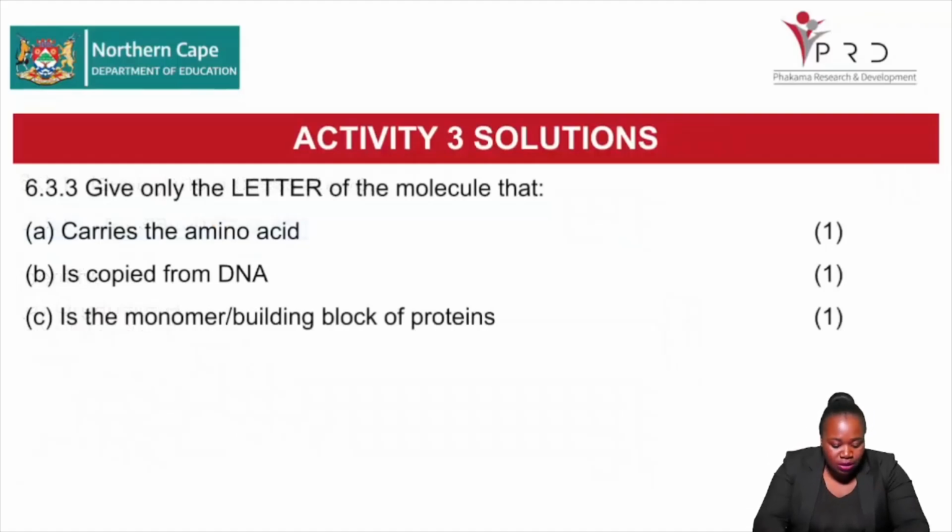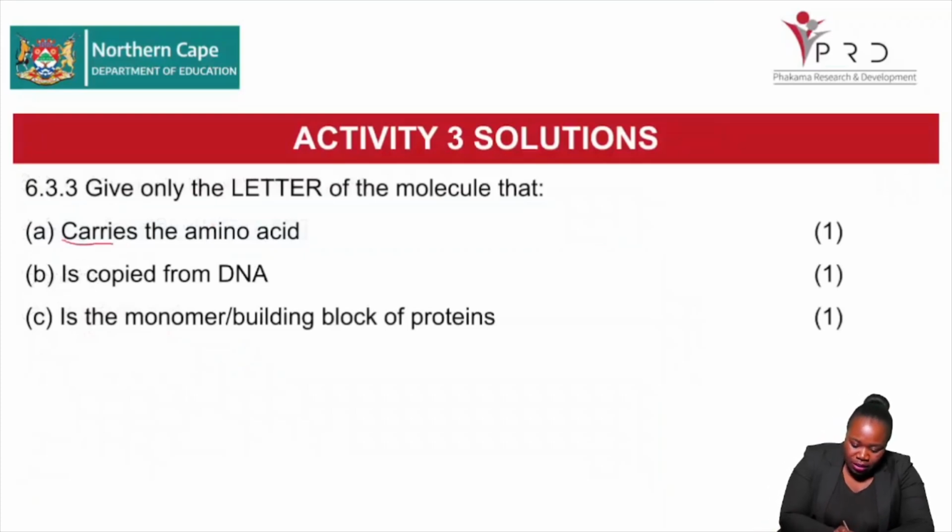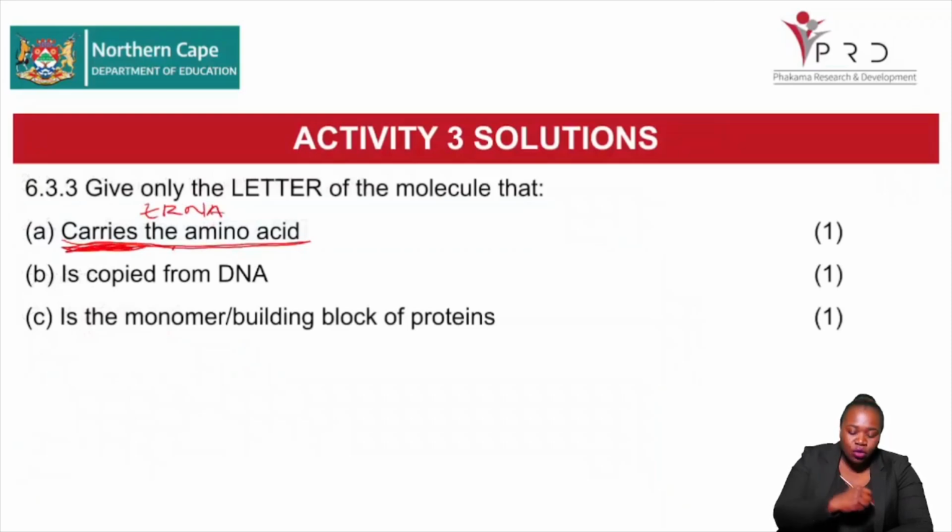And then 6.3.3, it says give only the letter of the molecule that carries the amino acid. Okay, so what carries the amino acid? We already know that what carries the amino acid is tRNA, but you must go back and have a look at what tRNA is. And then the next one, it says the molecule that is copied from DNA. What molecule is copied from DNA? It's mRNA.